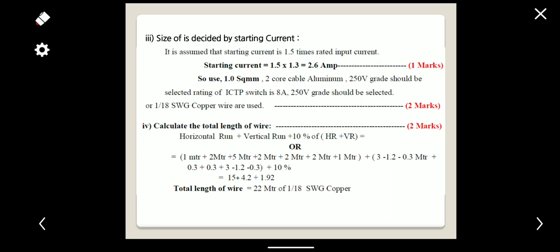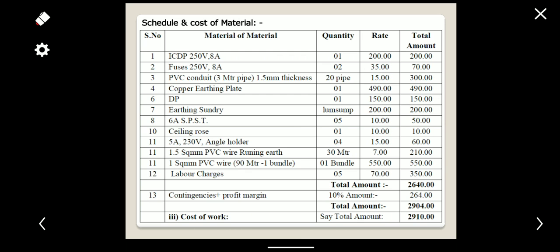Then calculate the total length of wire. The total length of wire is calculated by the horizontal run plus the vertical run plus 10% of the vertical and horizontal run for wastage. So calculate how many meters it is. So 1 meter, then 2, 5, 2, 2. These are the total meters plus vertical meters. So the total meters of wire, considering 10% wastage, is 22 meters.